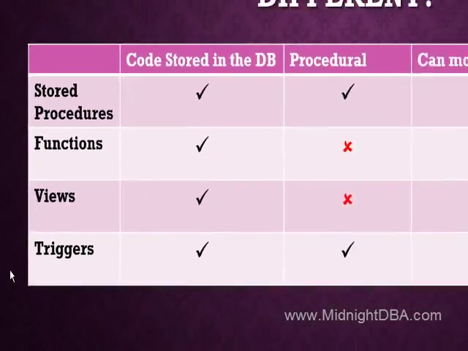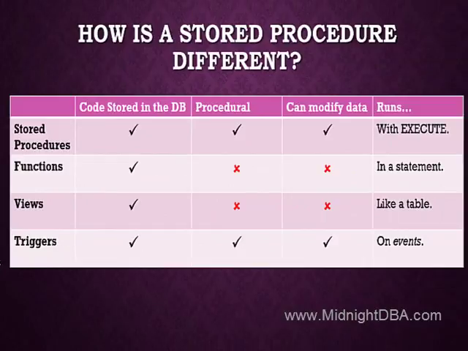So all we did today was pretty much talk about stored procedures and put a little summary table here. Stored procedures, like functions, views, and triggers, are stored in the database. Both stored procedures and triggers are procedural and can modify data. But stored procedures are run with execute wherever you like, whereas triggers are run via events.